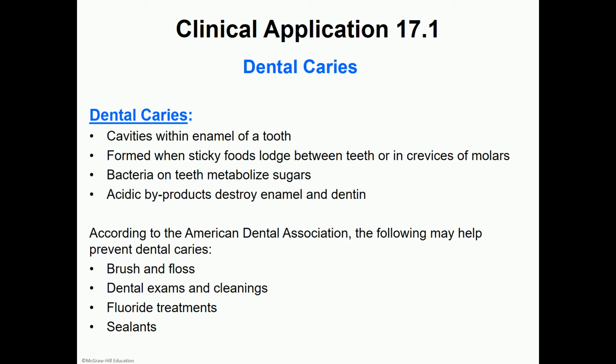So how do we prevent dental cavities from happening? Well, the ADA, or the American Dental Association, says that we have to brush and floss daily, have dental exams every 6 months and cleanings, fluoride treatments, and sealants if needed.